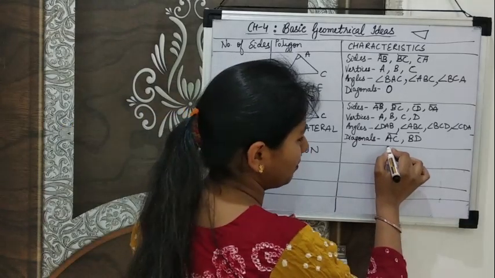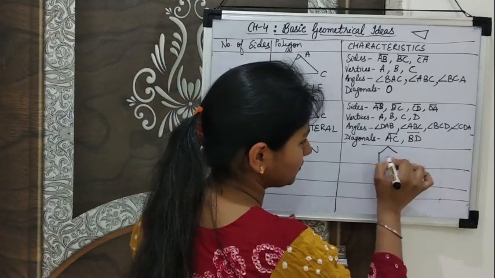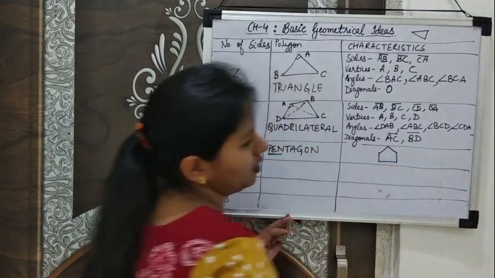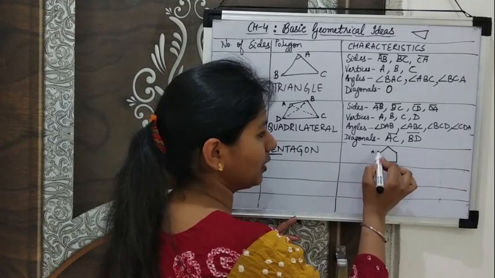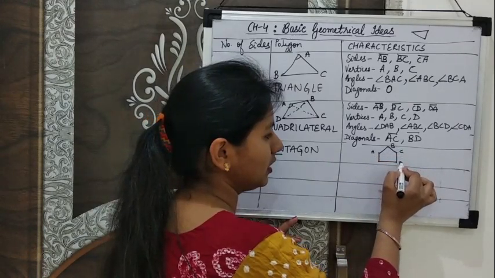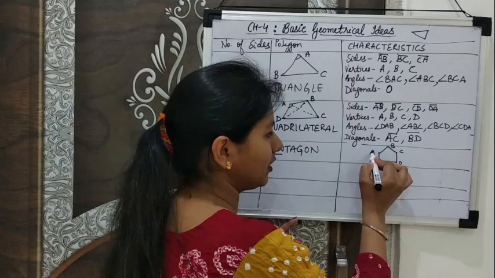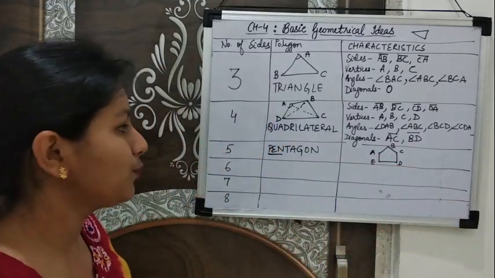And you can also draw it like a home. So how many sides are there? 1, 2, 3, 4, 5. We can name it as A, B, C, D, E. Just check that whenever I am naming it, I am naming it in a proper order.